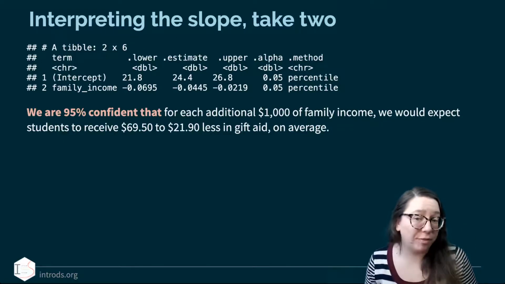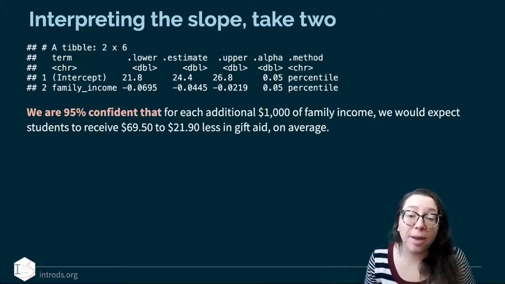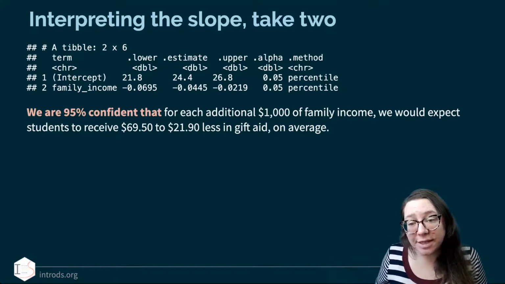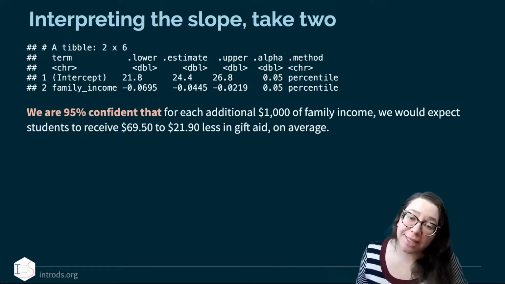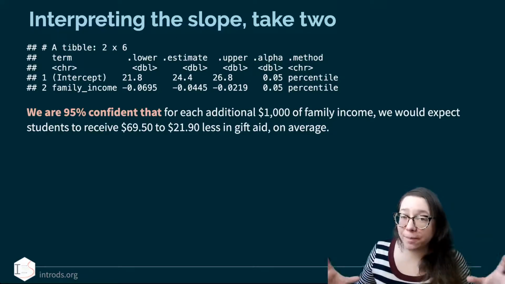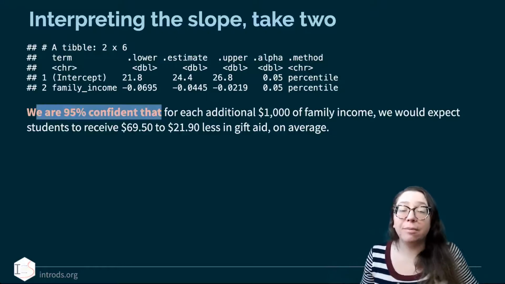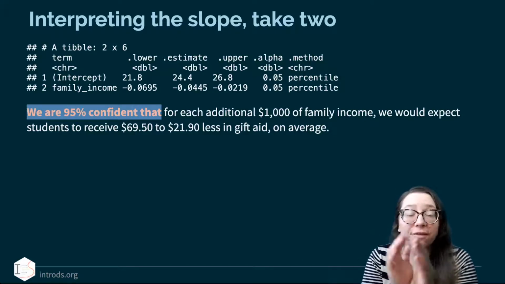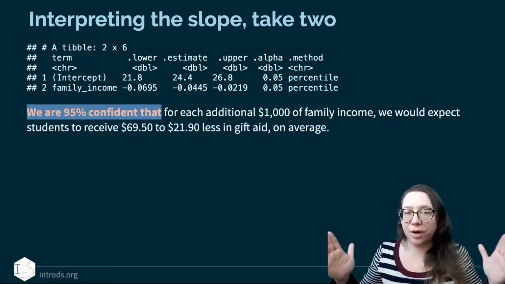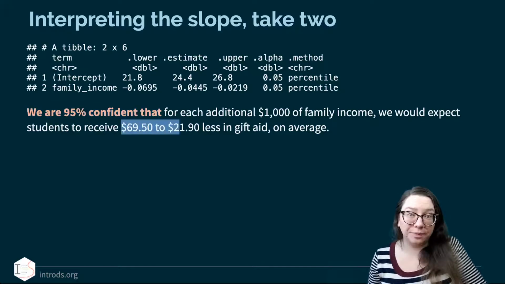We are 95% confident that for each additional $1,000 of family income, we would expect students to receive $69.50 to $21.90 less in gift aid on average. So instead of reporting the mid value, I'm basically reporting the range. And I am also stating my confidence level that goes along with that. If I was to change the confidence level a little bit, those bounds that I looked at on the histogram would move around, and hence the bounds of the interval would move around as well.